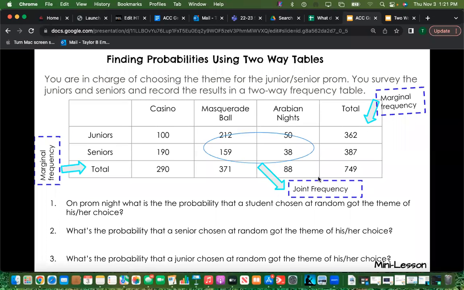All right, so really quick, joint frequency is any entry that you have. So it's like a crossover of the categories. So for instance, this 159 represents 159 seniors that would vote for the masquerade ball. Does that make sense? So it's two categories that meet. Or you could say one of the entry data points.